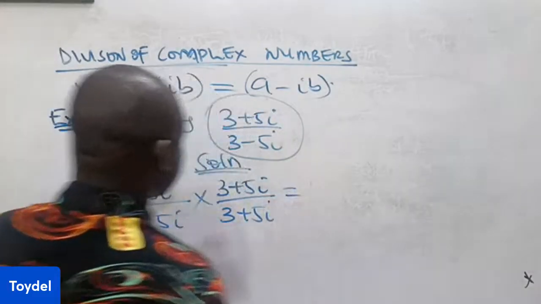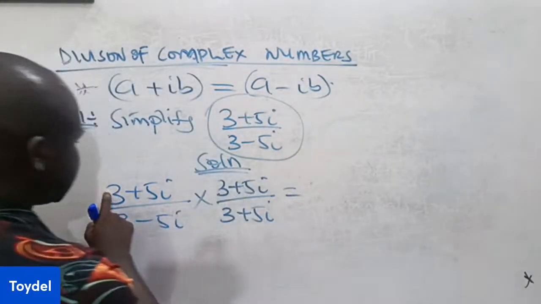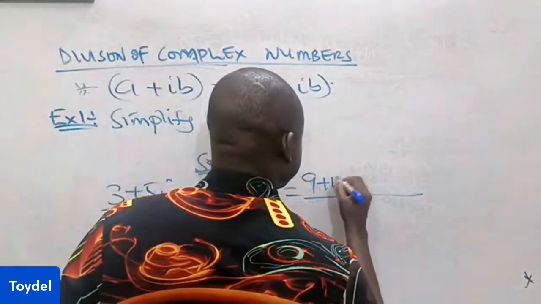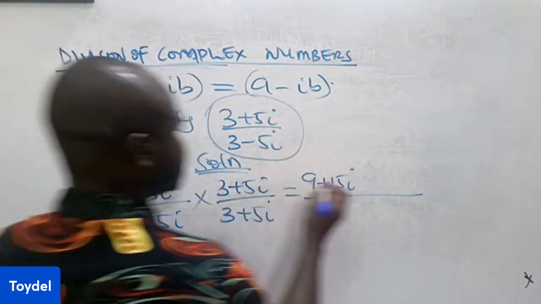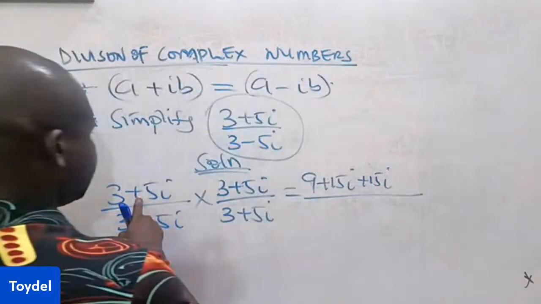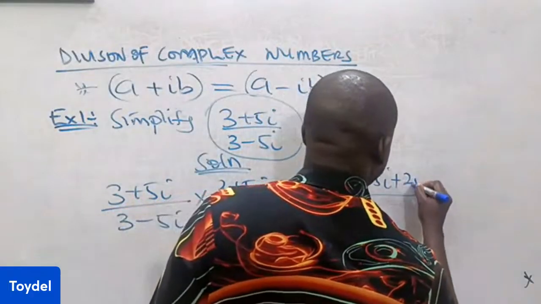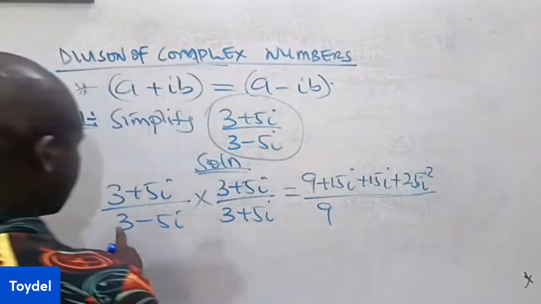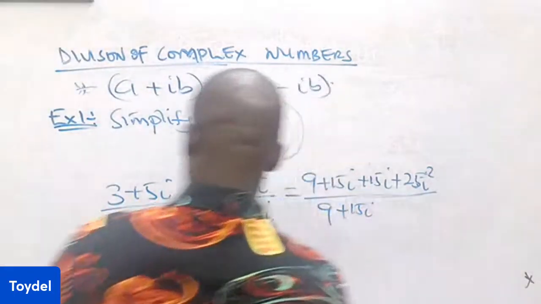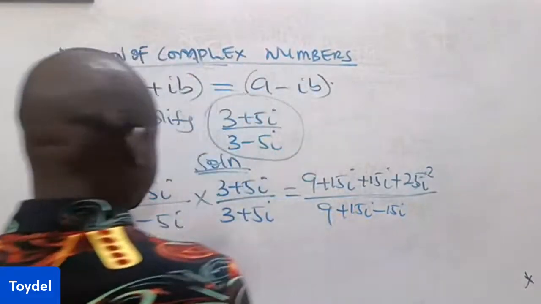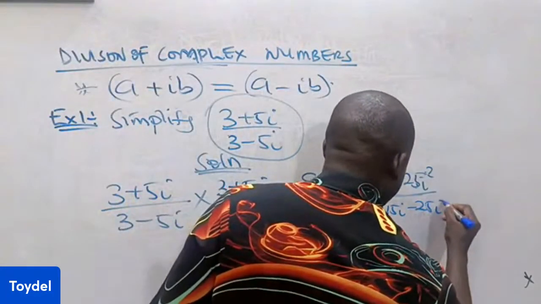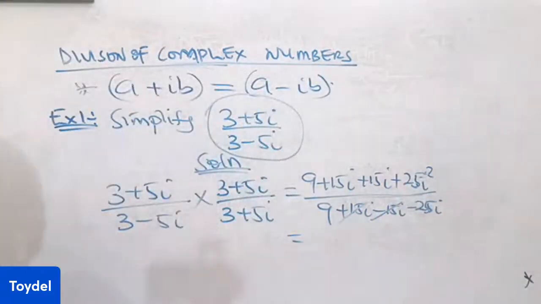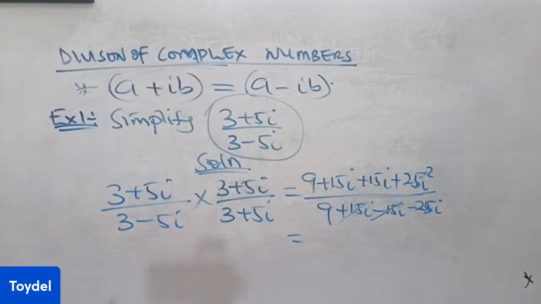So if we do that, what are we going to get? We expand this. 3 times 3 will be 9. 3 times 5i will be plus 15i. 5i times 3 will be plus 15i. Then 5 times 5 is 25, that's plus 25i squared. All over 3 times 3, which is 9. 3 times 5i will be plus 15i, here will be minus 15i. Then we have minus 25i squared. This will take care of this. At the end of the day, i squared is equal to minus 1. Minus 1 times 25 will be minus 25.